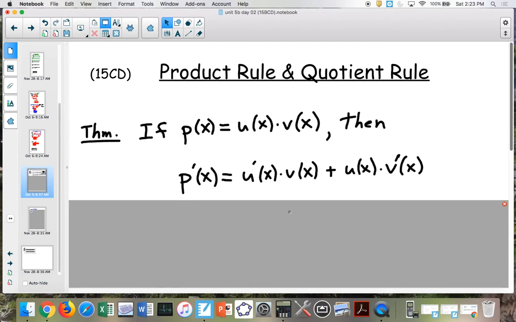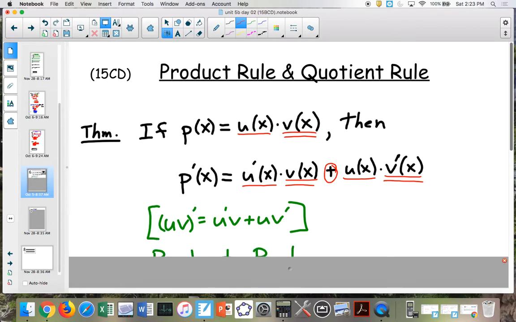All right, so if you see a function as the product of two functions, to find the derivative, you're going to have to find the derivative of the first function, that's u prime of x, and multiply that by the second function. And then we're going to add to that whatever the first function was times the derivative of the second function. So we're kind of taking turns. First we're going to figure out the derivative of the first function, and then we're going to figure out the derivative of the second function.